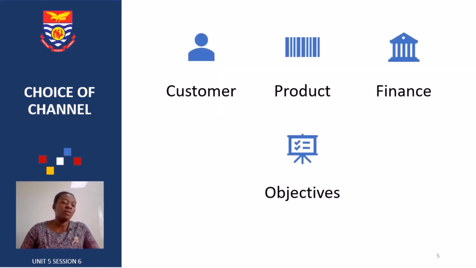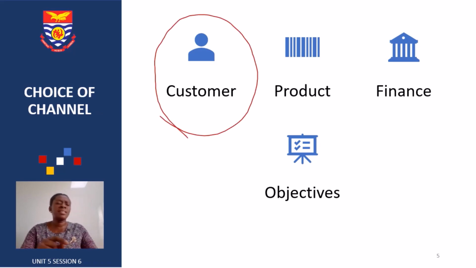So for the choice of channel you use, we have to consider, one, the customer, because all the things we are doing are to satisfy the need of this customer and give value to this customer. So you need to know how to reach your customer. Which one is more effective? Is it coming to your site, going to a wholesaler and retailer, or you doing direct sales to them?